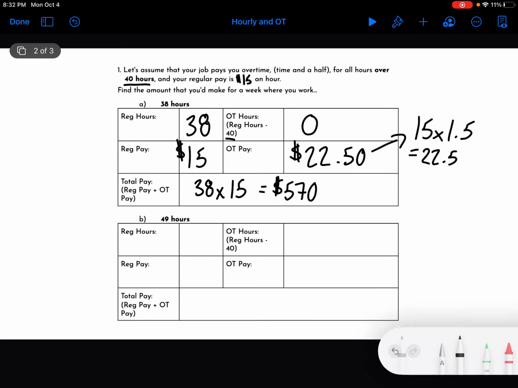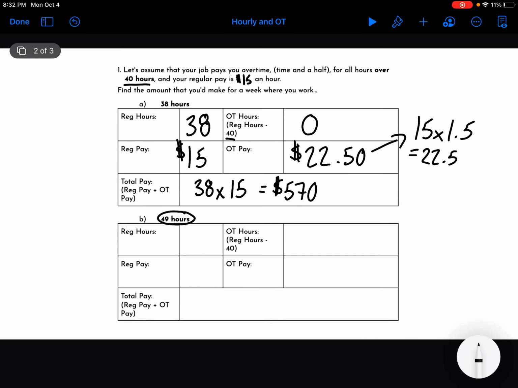Now let's look at the second example. We've got 49 hours this time. Well, we've got 40 regular hours because we know we can only work 40 hours that are regular. You can look at it however you want. The extra hours are going to give us the overtime hours here. So we're going to have 49 minus 40, which is going to give us 9 hours of overtime.